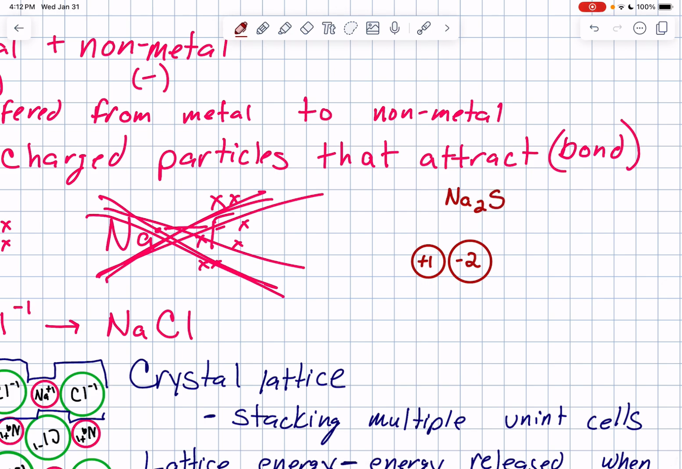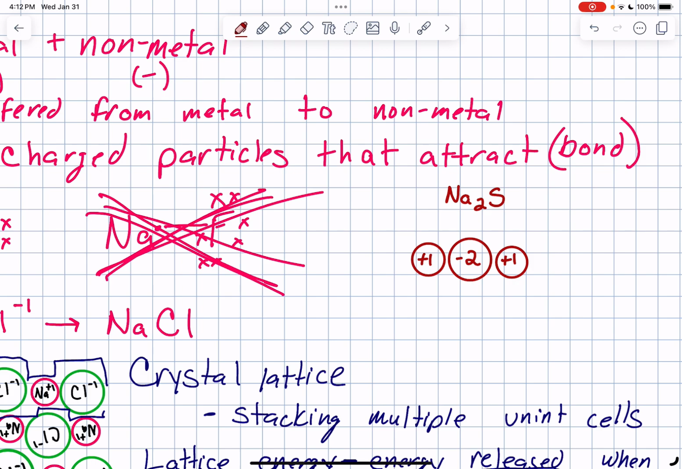And so, in order for these to balance out, this isn't neutral yet. I have a +1 and a -2. So right now this is a -1 overall charge. So I need 2 sodiums, and that's where I get the 2 in the sodium. I need 2 sodiums to balance out this charge. Now that my charges balance out, I have a complete neutrally balanced unit. This is referred to as my unit cell. So a unit cell is a single compound of sodium sulfide, or of our ionic compound that we're talking about.